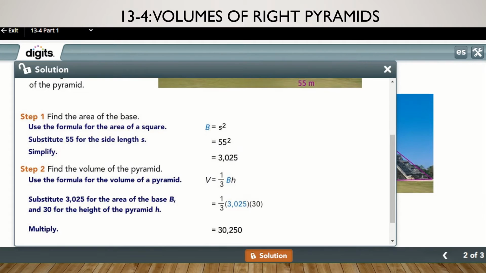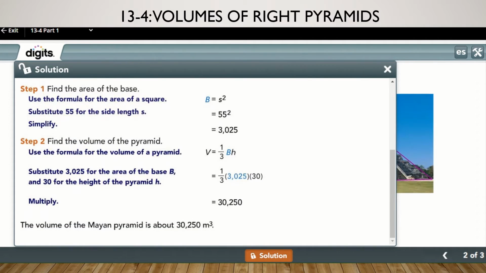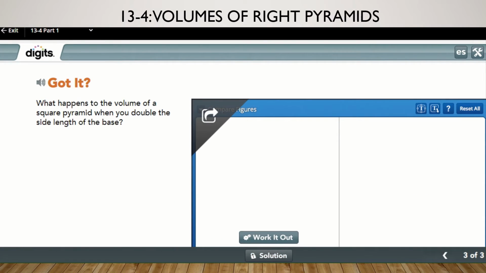Now you're going to go ahead and use your volume of a pyramid formula. We found out we needed to substitute this number in for the area of the base. The height of the pyramid was 30. You can go ahead and get 1/3 of 30, which is 10. And then you will multiply 10 times 3,025, which is this number here. And don't forget your units.